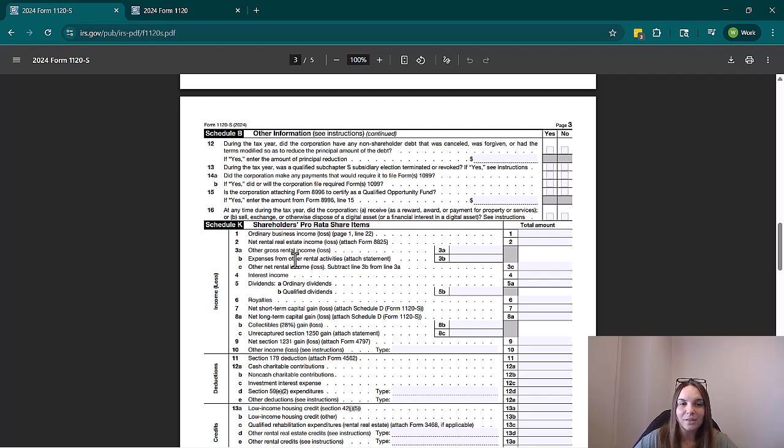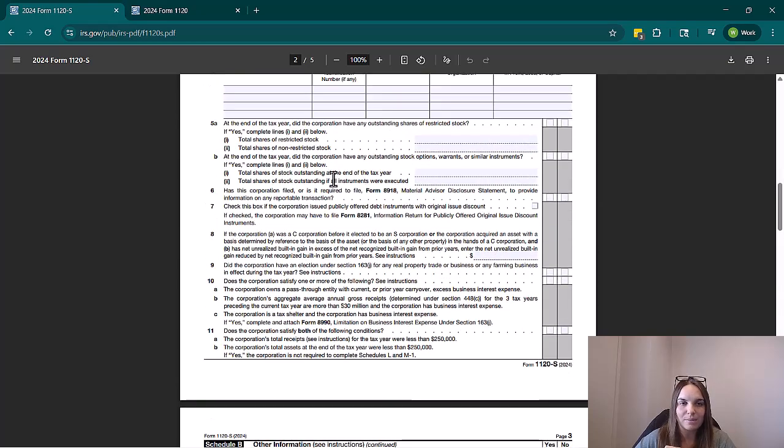The other thing to keep in mind before I finish the video is with dividends. You want to make sure that you are tracking dividends from companies that you own a small percentage of stock in, separate from dividends where you own 20% or more of the stock in that business. A reason being is because there are different reporting requirements.